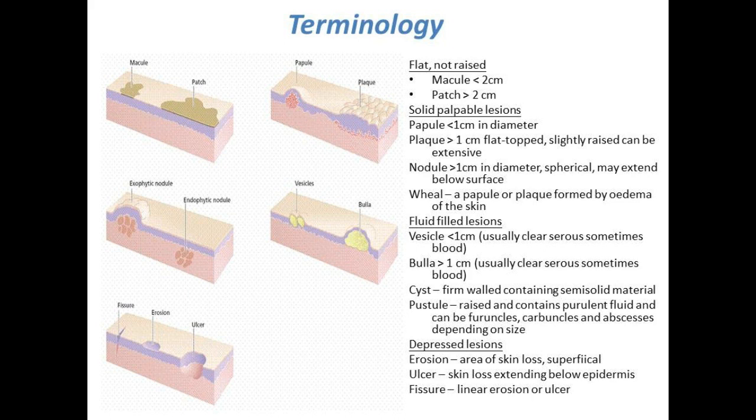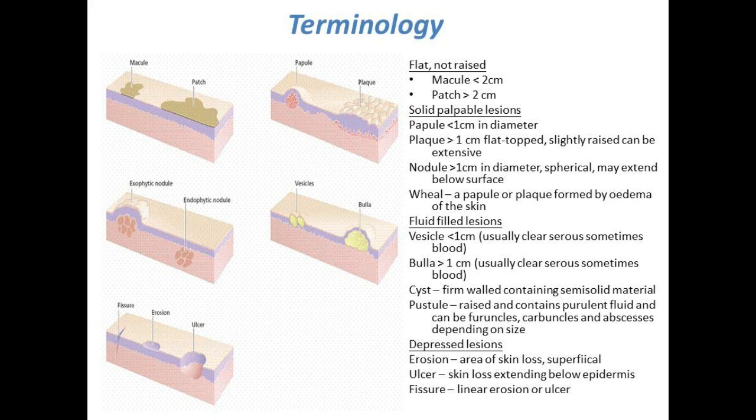So if you're talking about a flat rash, that is, even if you put your hand on it, you can't feel any bump, you won't be able to feel the rash at all, it's going to be a macule if it's less than 2 centimeters, and a patch if it's greater than 2 centimeters. Things that are slightly raised will be a papule if it's less than 1 centimeter, and a plaque if it's more than 1 centimeter. And the plaque usually is used for a much more extensive area.